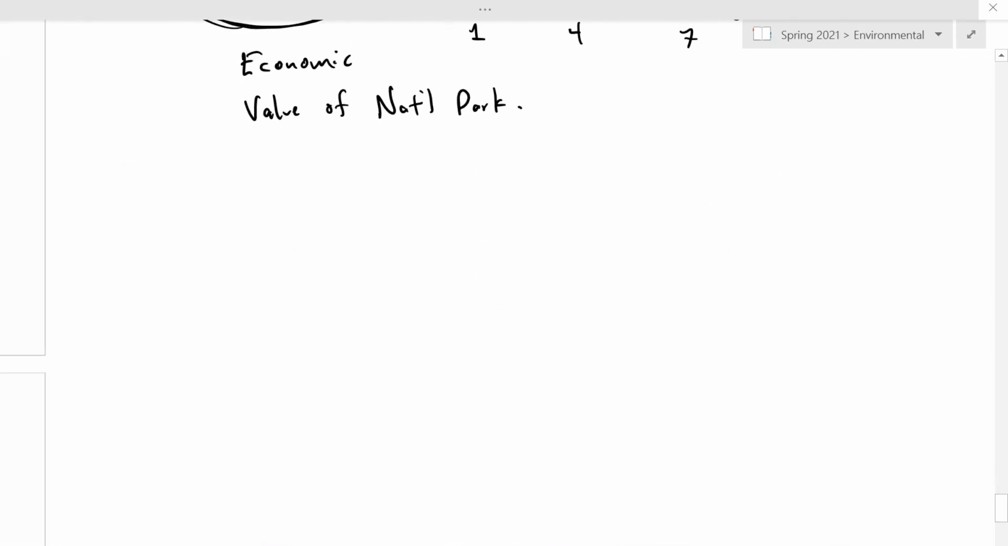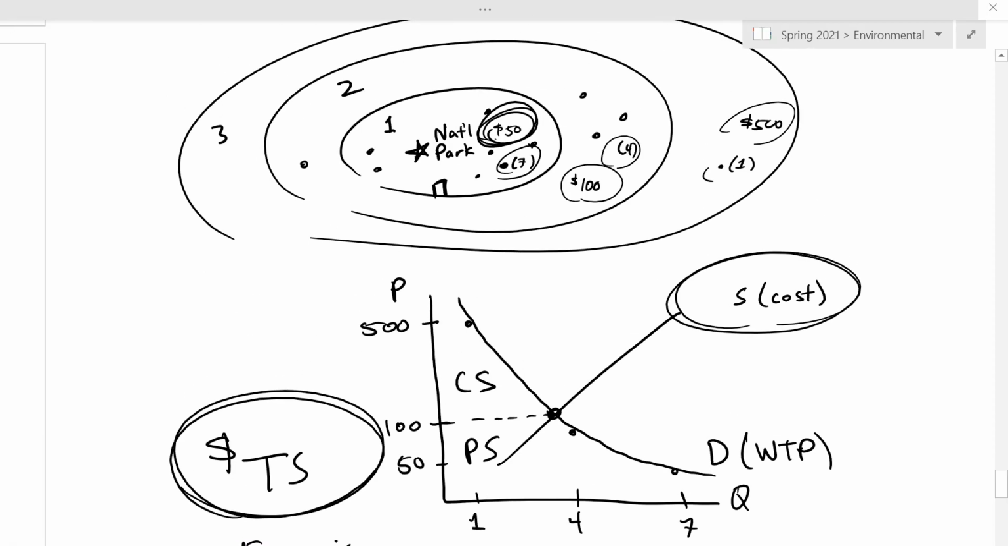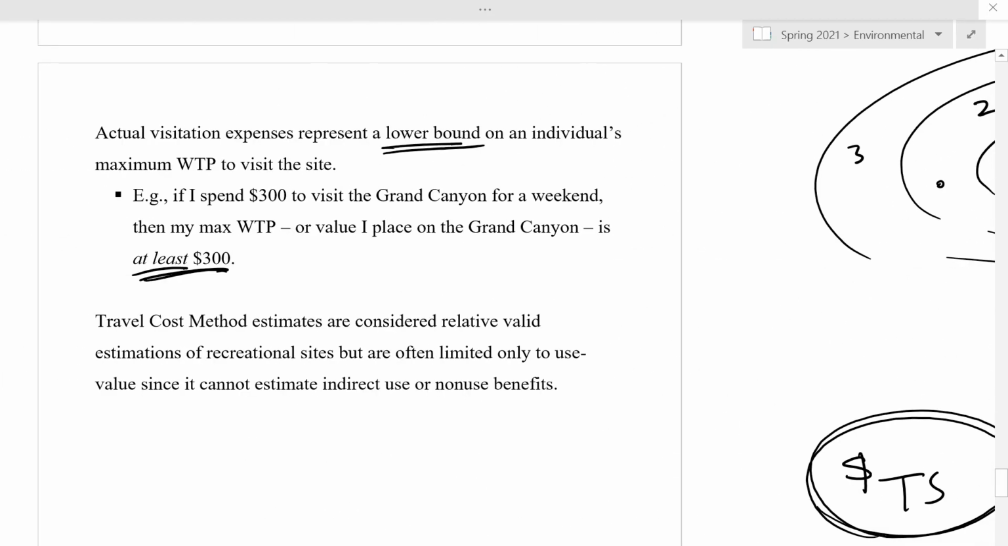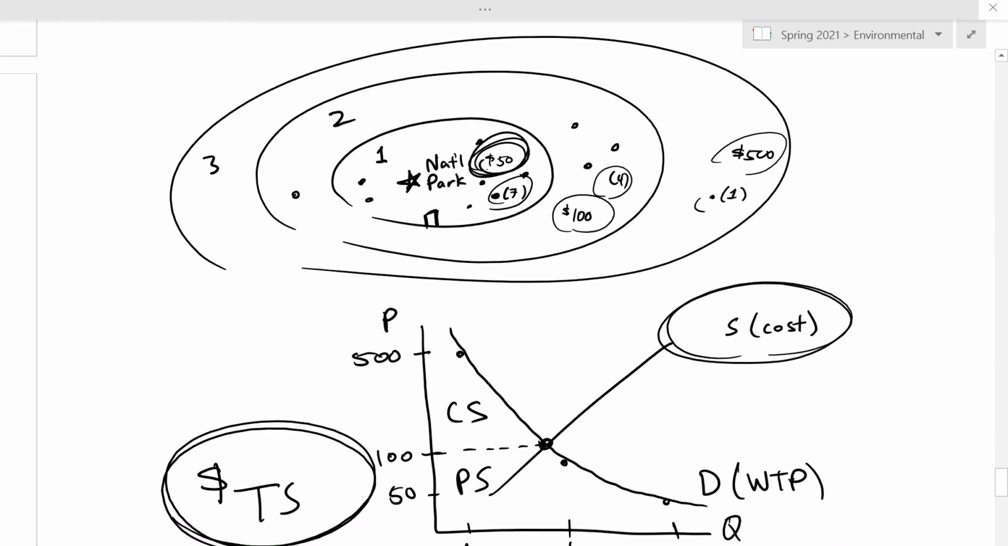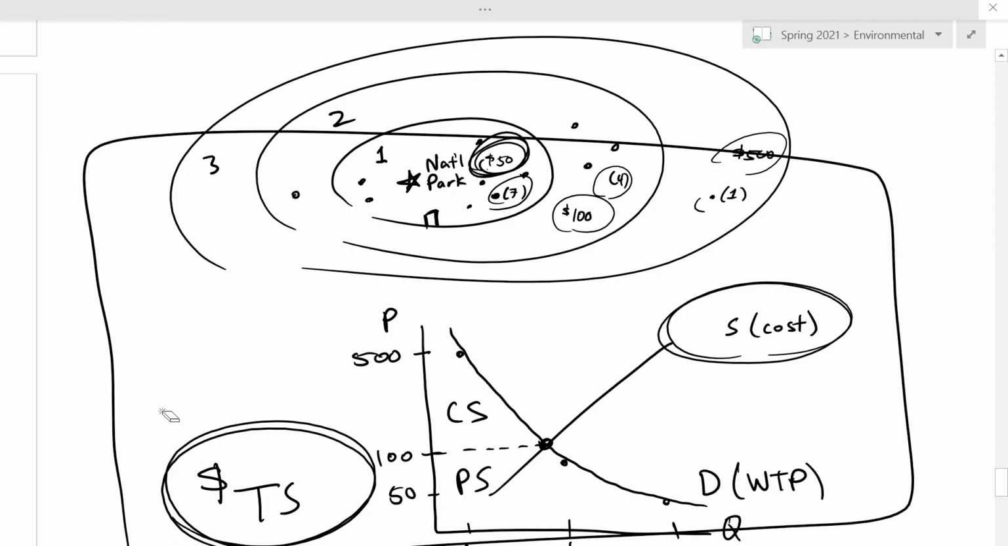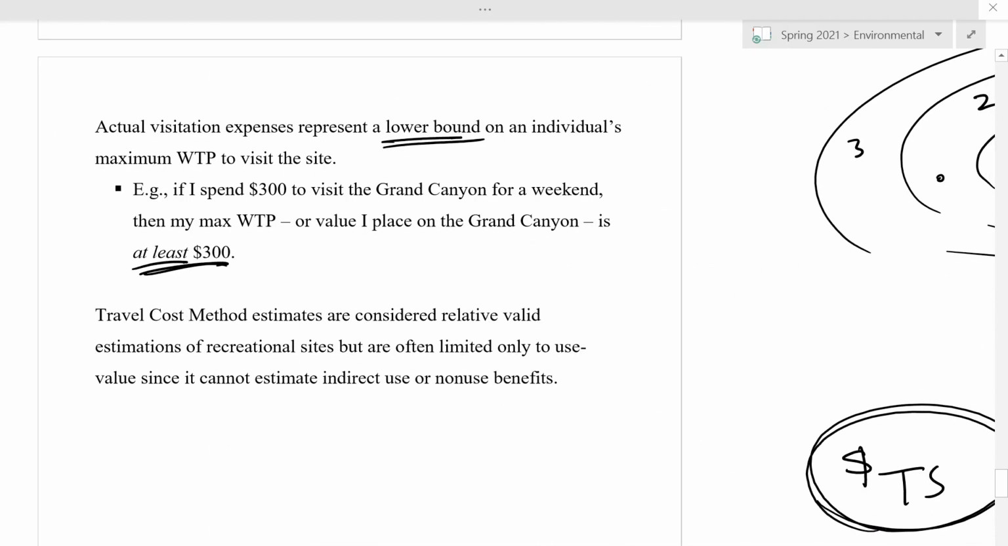And travel cost method is a relatively easy exercise. It just takes time and resources to do it. But yeah, so that's the whole idea behind this travel cost method. Nice thing about this is that, as you can see, it does lead to really nice analysis and really robust results. But these values are often limited only to use value, which we talked about in the first video in this series.